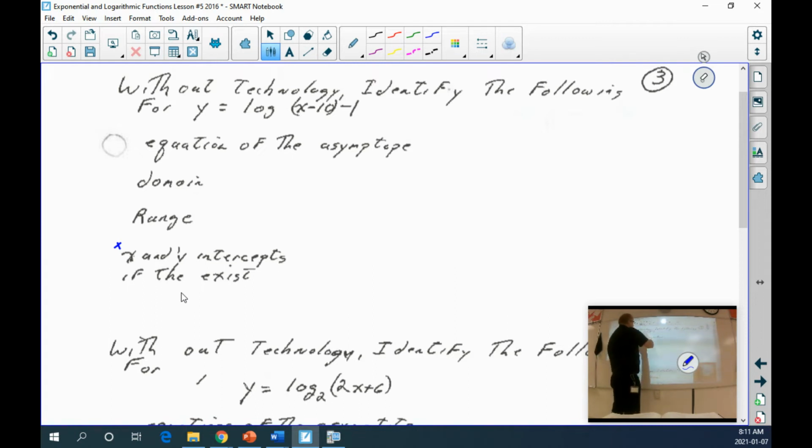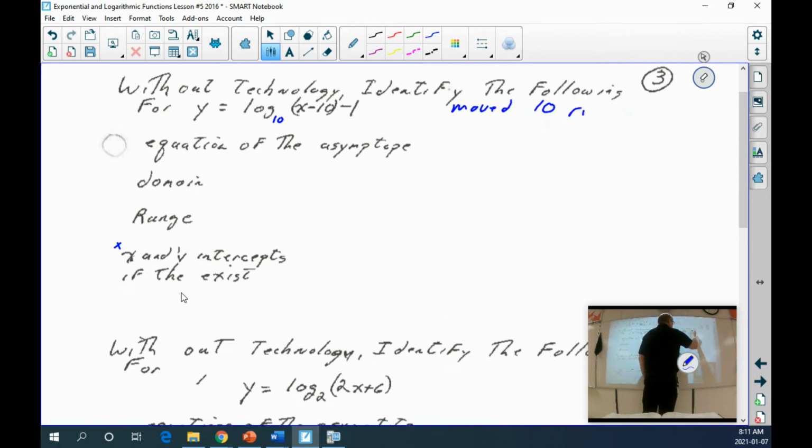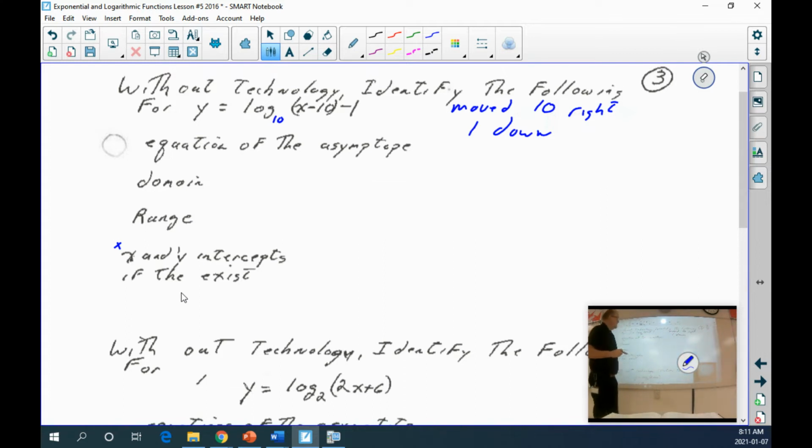We have, this is log base 10, remember? Common logs, we don't write the base 10. What we did here, we moved it 10 right, 1 down. So the equation of the asymptote, in an untransformed function, is x equal to 0. So the equation of the asymptote now is x equal to 10.